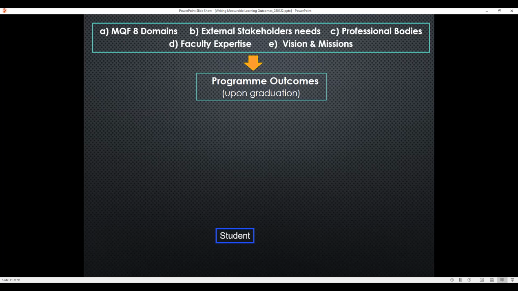And then we have the professional bodies, which you tell me you have, maybe those in architecture, you have your Lembaga Arkitek Negara, then the accountants, you have your accountancy body, engineering board, and so on. Your advisory panel also, and your faculty expertise, all of you here, subject experts. And not forgetting our institution vision and mission. So these are the things that will help you form your PEO and your program outcomes.